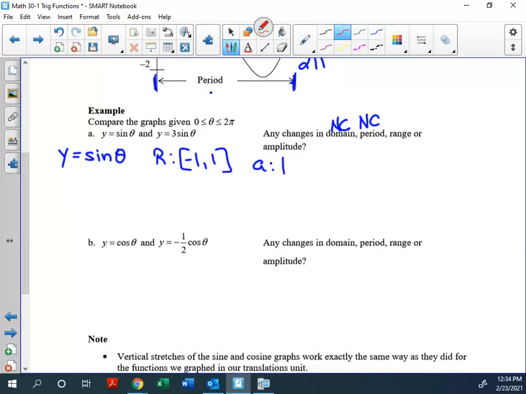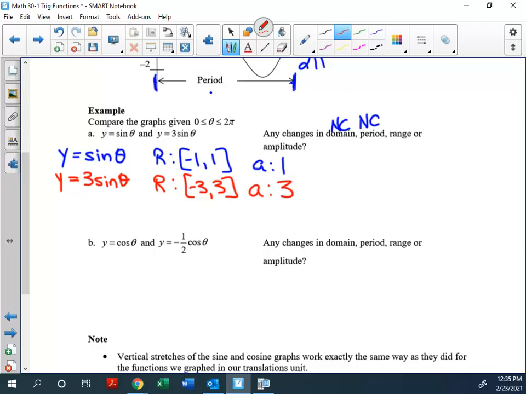Let's make a prediction. What about 3 sine theta? Well, if I stretch the y's, are -1 and 1 both y's? So will I multiply those by 3? Makes sense to me. Will that affect the amplitude? Well, of course it is. If it's going as high as 3 and as low as -3, my amplitude will therefore be 3.